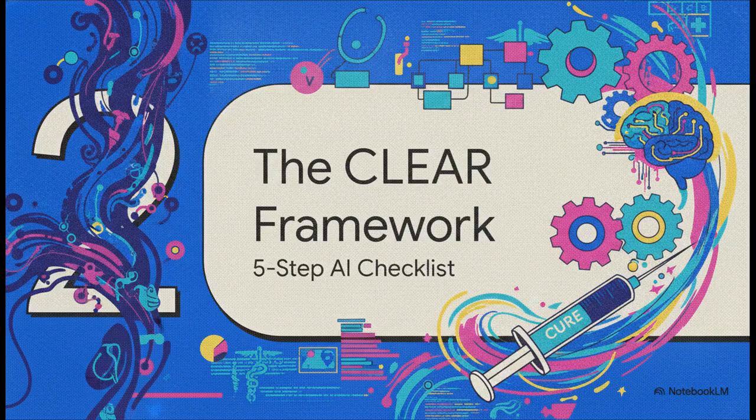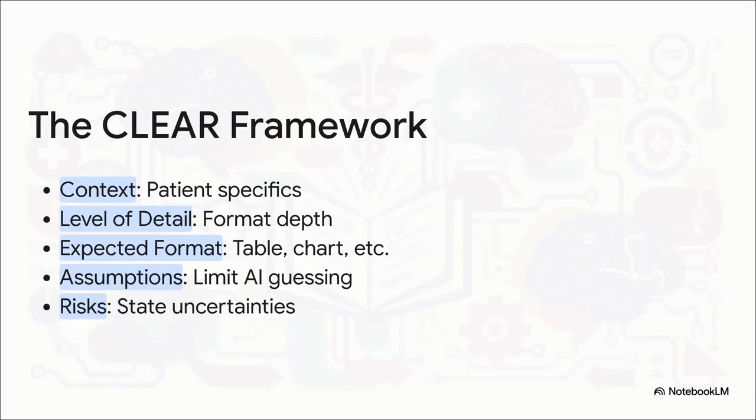Moving right along to part 2, the clear prompting framework, your 5-step checklist for AI communication. So, how do we consistently write these great prompts? Well, the ultimate cure for those AI hallucinations we talked about earlier is the CLEAR framework. It stands for context, level of detail, expected format, assumptions, and risks. Let's break this down real quick.